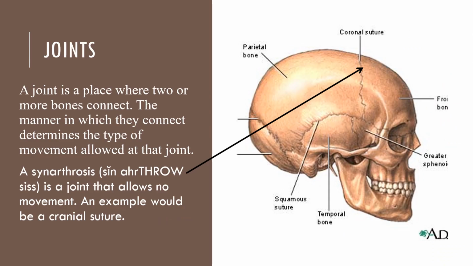Joints. A joint is a place where two or more bones connect. The manner in which they connect determines the type of movement allowed at that joint. A synarthrosis is a joint that allows no movement. An example would be a cranial structure.